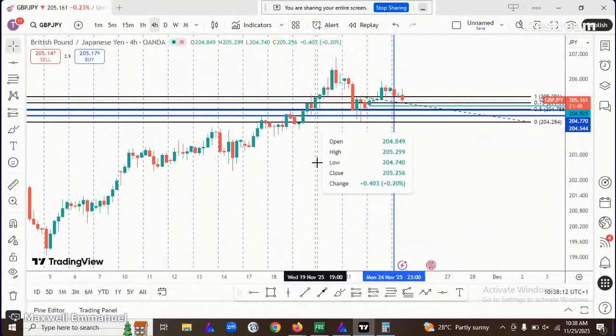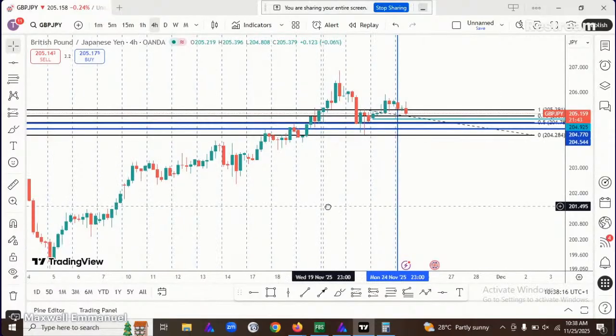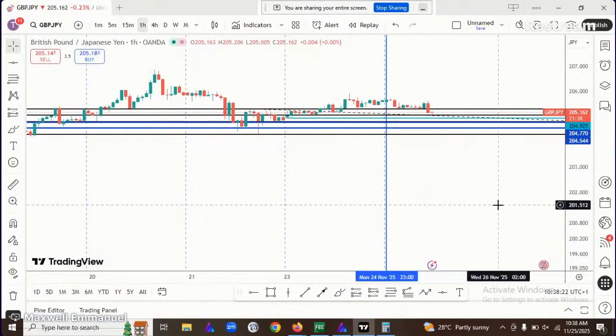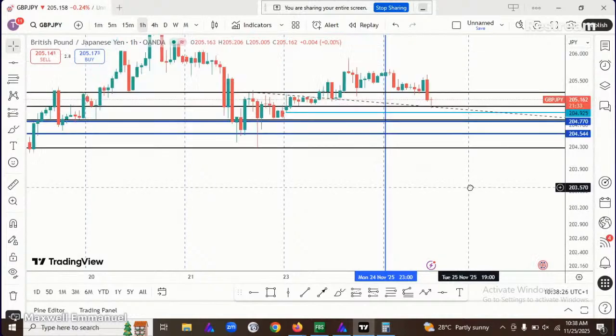Okay, so that's my take on the yen basket. Wait for a bullish reversal pattern to form before you buy yen.